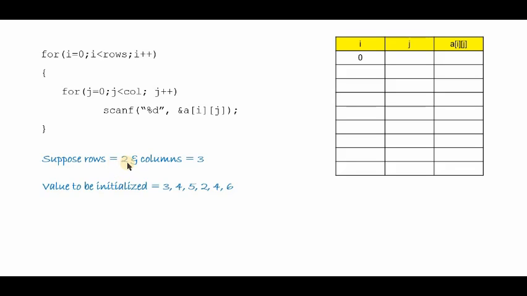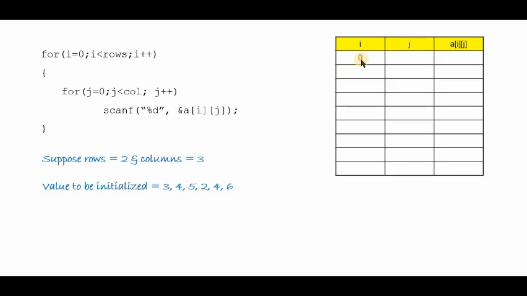Suppose we want to read the total number of rows as 2 and the number of columns as 3, and the values to be initialized as already decided are 3, 4, 5, 2, 4, 6. Let us see how the execution of the program proceeds with this method. When the program begins execution, initially the i for loop gets executed. The thing about a nested for loop is that for each iteration of the outer for loop, the entire for loop of j is executed. Let us take a look at what exactly it means.